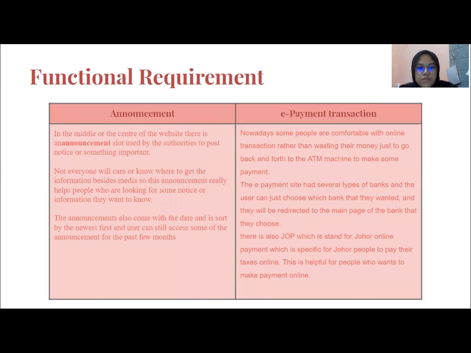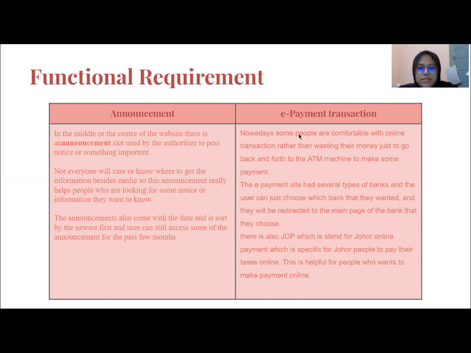Okay, for part one is functional requirement. There are two functional requirements that I found: first is announcement and the second one is e-payment transaction. For the announcement, in the center of the website there is an announcement slot that is used by the authorities to post something important. This is because not everyone will know where to get information besides media. So the announcements really help people to get the latest news and also notices that they want to know.